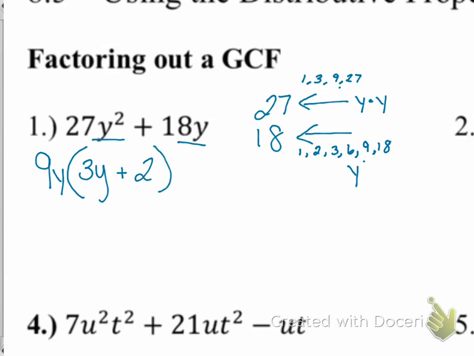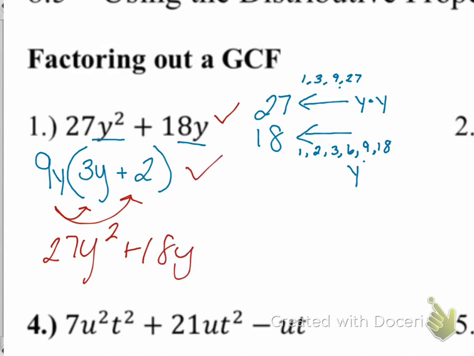The really cool thing about factoring is that there's a really great way of checking your answer. Basically that's just to multiply it and see if you arrive at what you started with. If I were to multiply that 9y back in, would I end up with what I started with? I would get 27y squared and then 18y. So that's how I know I've done this correctly.